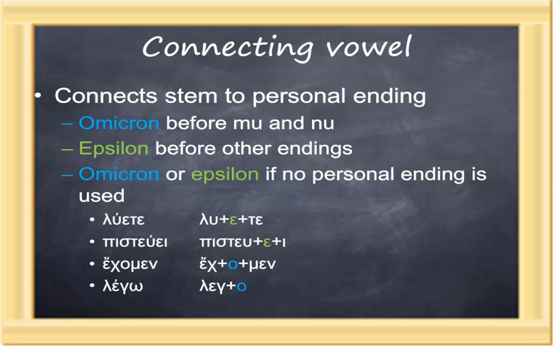To the present stem, a connecting vowel is added: omicron before personal endings that start with mu or nu, epsilon before other personal endings, and either omicron or epsilon if no personal ending is used. Again, notice the highlighted connecting vowels.